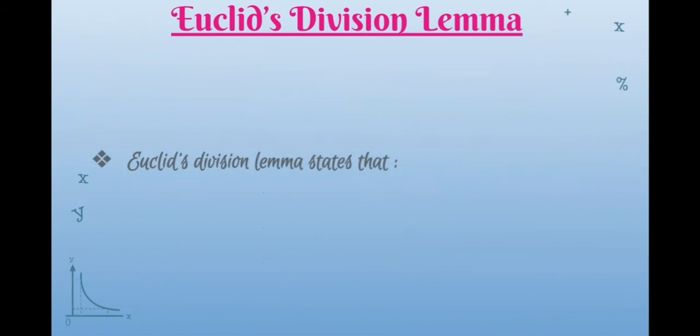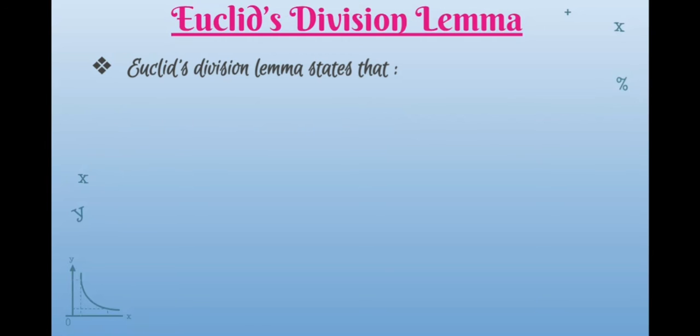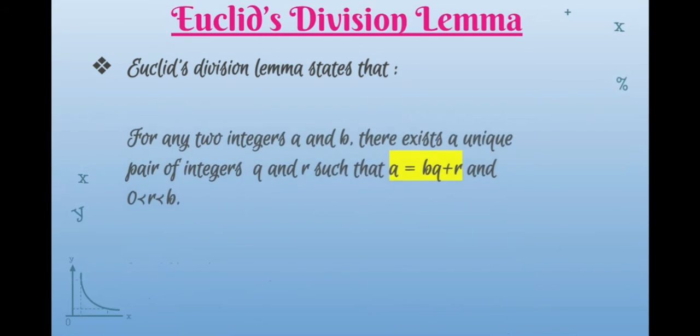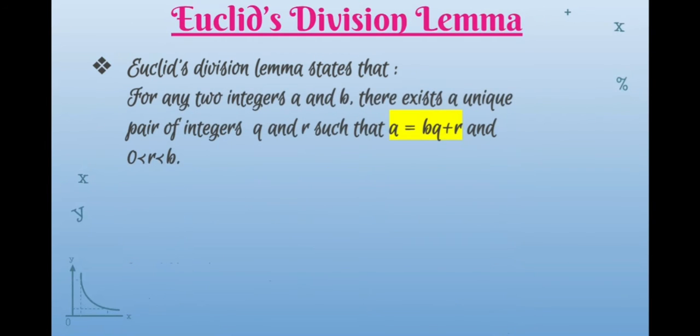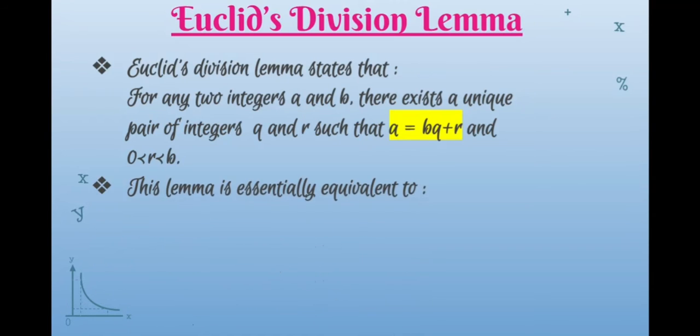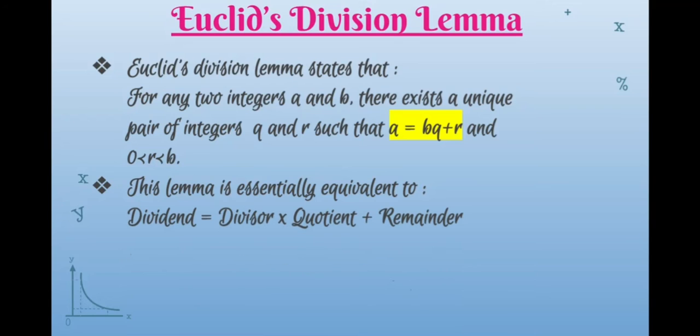Now let's see Euclid's division lemma. Euclid's division lemma states that for any two integers a and b, there exists a unique pair of integers q and r such that a = bq + r, in which r is greater than or equal to 0 and b is greater than r. This lemma is essentially equivalent to dividend = divisor × quotient + remainder.